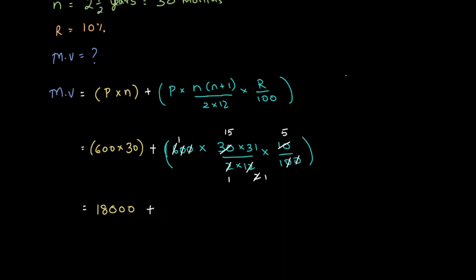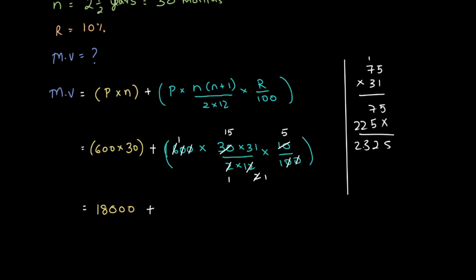Right, so let's just take some rough work out here in the corner. So 15 into 31 into 5. 15 5s are 75, so I just need to multiply 75 and 31. 1 5 is 5, 1 7 is 7, 3 5s are 15, 1 carry here, 3 7s are 21, 22. So I get 2325. So this is plus 2325. This value here, 2325, is nothing but our interest.